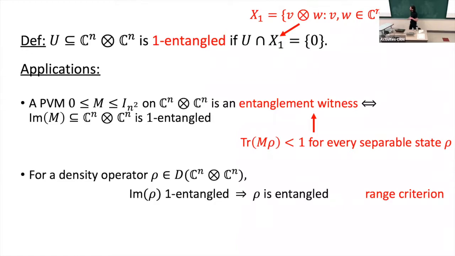The second application is in detecting entanglement of a state. So you have a density operator. Telling whether it's entangled or not is a difficult problem. But one way to tell is by looking at the image, and if the image is entangled, then the state turns out to be entangled. This is called the range criterion to detect entanglement. A third application is in quantum error correction. If U is an entangled subspace, you can use it to make a quantum error correcting code. Okay, I realize this is all very vague, but it's just a motivation for this mathematical question: you start with a subspace, you want to know if it's entangled or not.